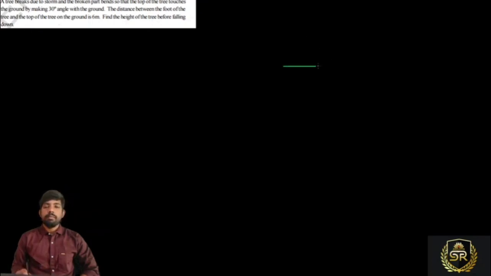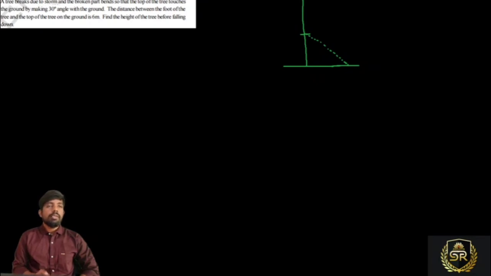Let us consider this is a tree. Due to the storm, it broke. This part is broken and it falls and touches the ground, because of the storm attacking the tree. That is the reason why it breaks and falls and the top of the tree touches the ground.